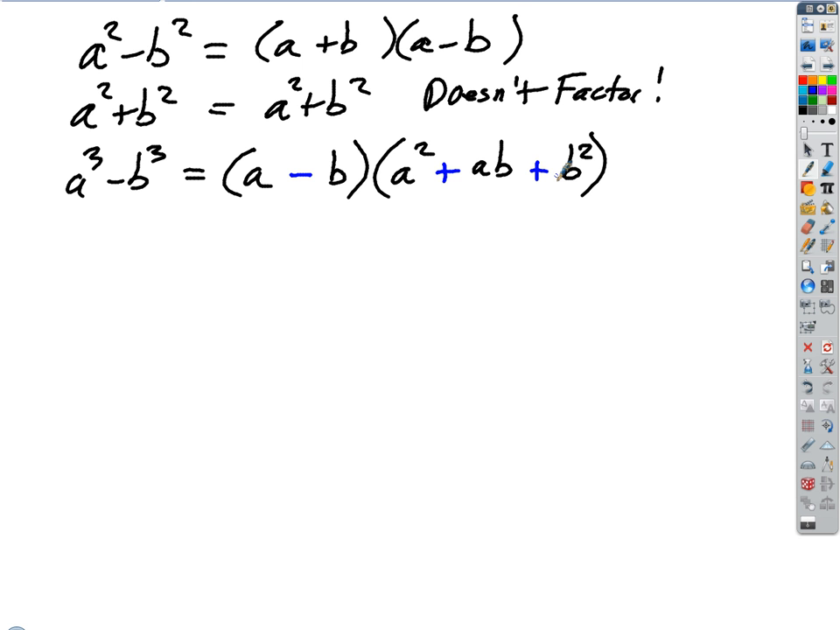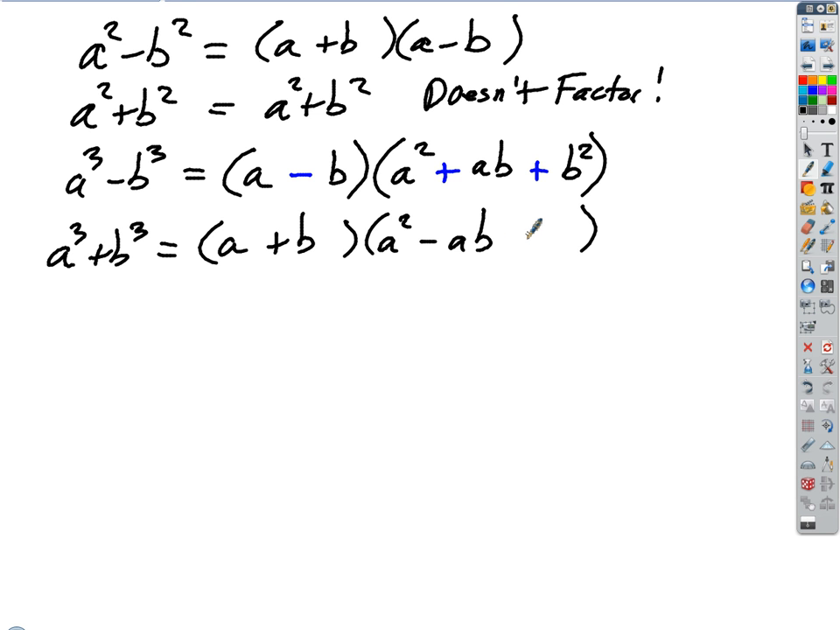Does that make sense? Okay, so then how about A cubed plus B cubed? Same pattern, right? So how do the signs go? A plus B, A squared minus AB. There you go. Okay, so those are the patterns that we know.